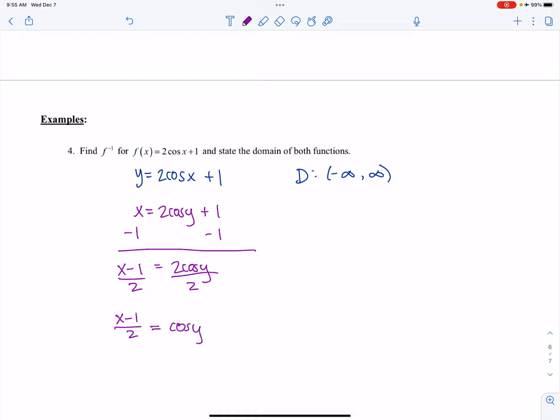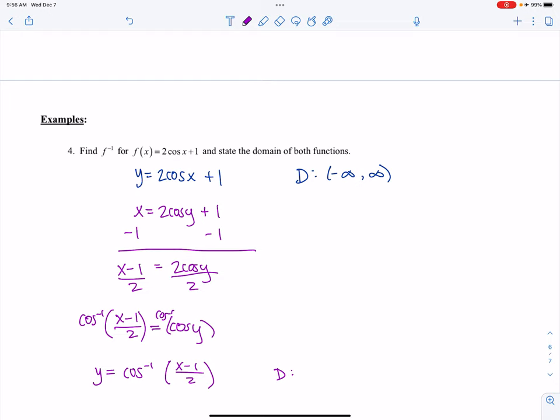And what undoes cosine? Well, that would be cosine inverse. So I'm going to take cosine inverse of both sides, which leaves me with y equals cosine inverse of x minus 1 over 2. So we found the inverse. So far, so good. And now we want the domain of our inverse.